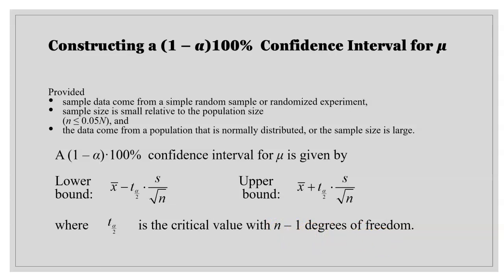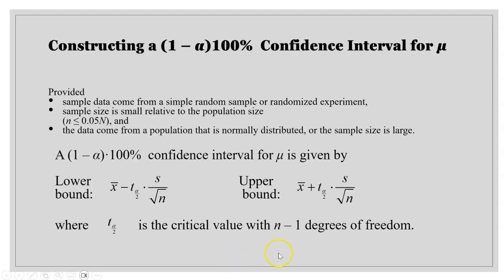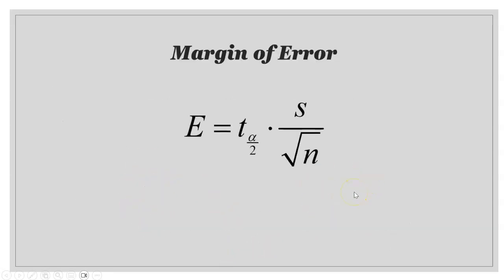So exactly how do we use that? Let me show you. Oh, before I can show you, now the margin of error is that part. So if I go back, the margin of error is the part that we're adding and subtracting on here. So it is the critical value times the sample standard deviation divided by the square root of n.